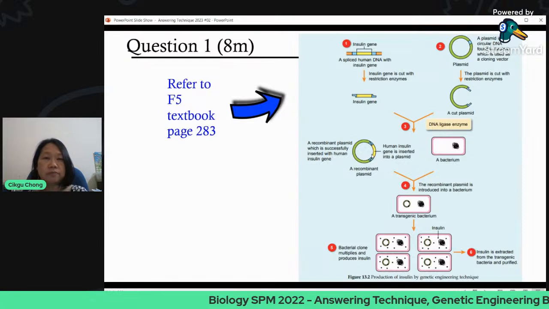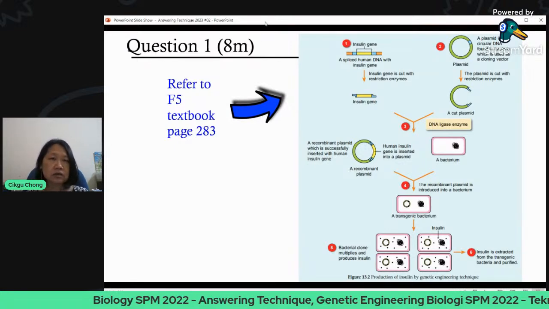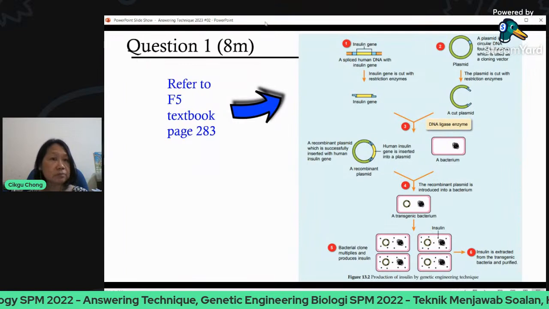Now, why do we use plasmid? Why do we use bacteria? Okay, the reason is because bacteria can multiply very fast.